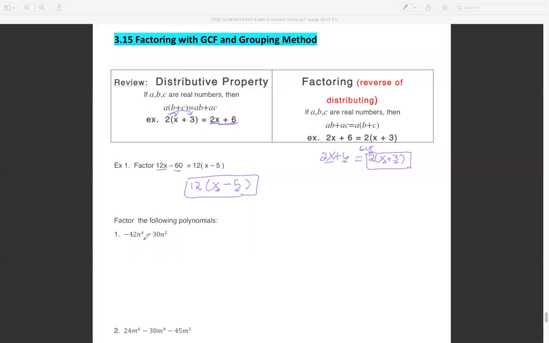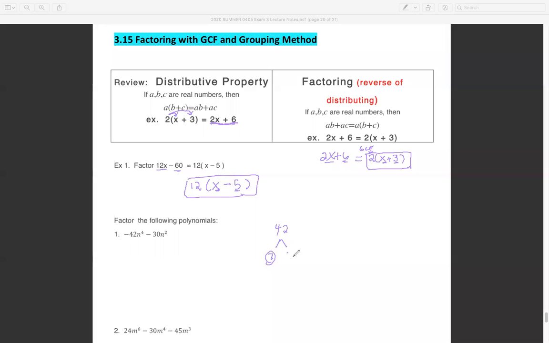All right, let's go ahead and factor this one. Number 1, negative 42n to the 4th minus 30n squared. So to find the greatest common factor, you could probably look at this and just determine what that is. It is a 6, but if you're not sure, you can use a factor tree, and you can break down your numbers into their primes.